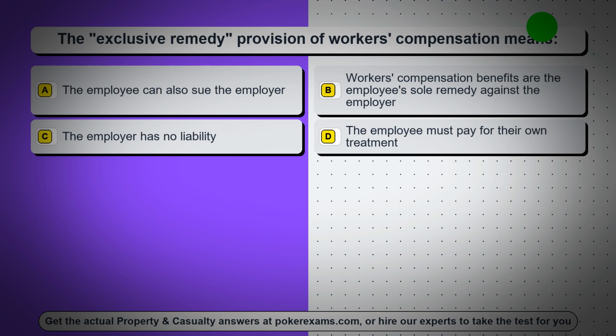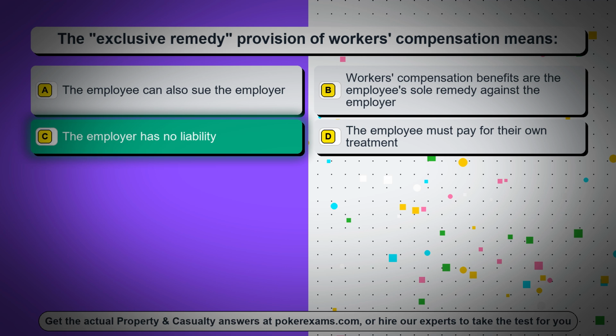Question 83. The exclusive remedy provision of workers' compensation means, option A, the employee can also sue the employer. Option B, workers' compensation benefits are the employee's sole remedy against the employer. Option C, the employer has no liability. Option D, the employee must pay for their own treatment. The correct answer is option C, the employer has no liability.